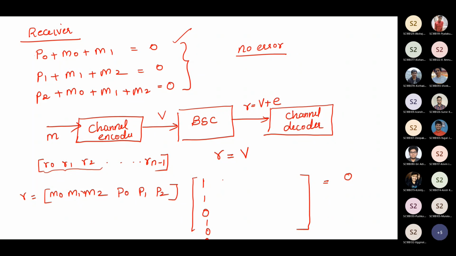Second equation is M1, M2 is there, M0 is not there, M1 is there, M2 is there. It is no P0, P1 equation. So P1 equation is followed by 0. Okay, so next equation is what? P2 equation. So M0 is there, M1 is there, M2 is there, P0 is not there, P1 is not there, P2 is there. Okay, so if I multiply, I will be getting this all 0 vector.